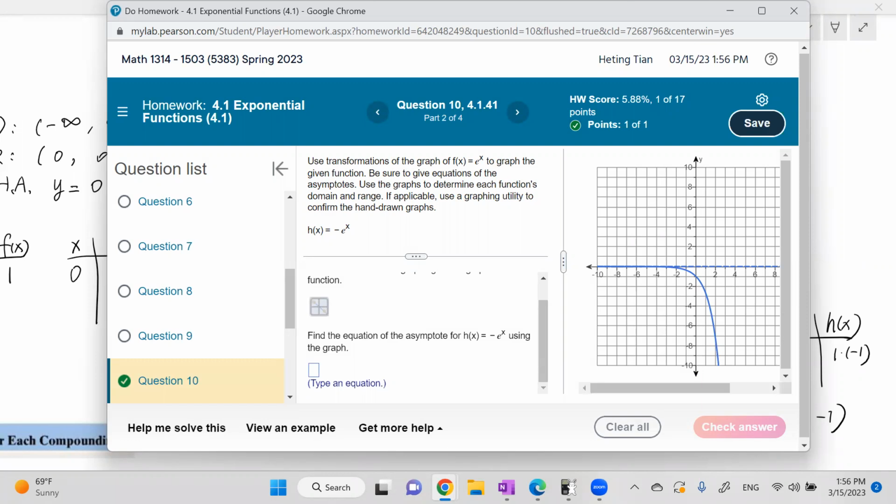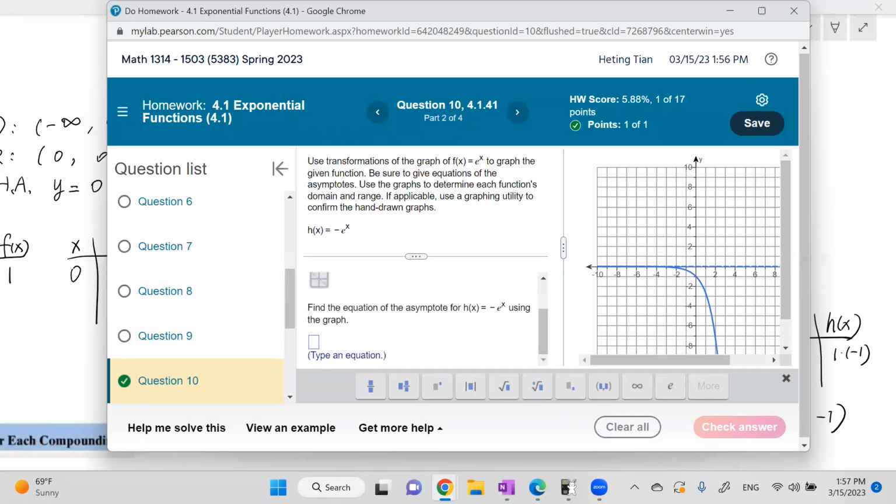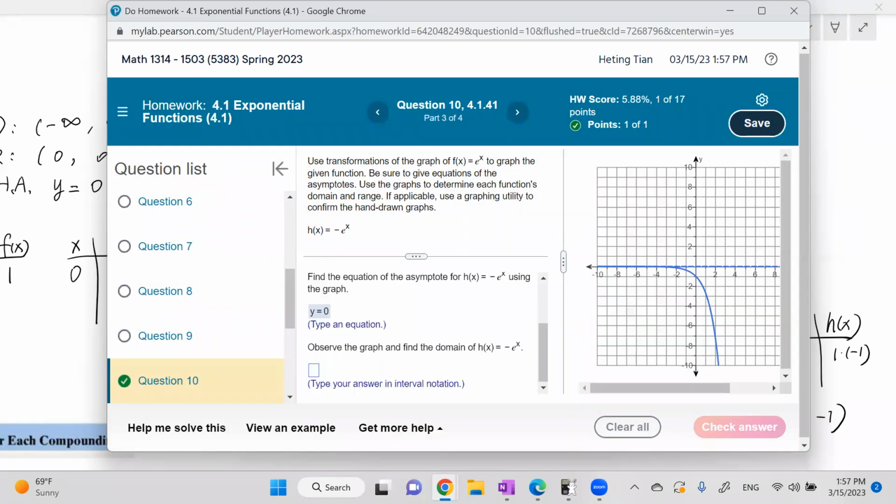All right, what's the next question? Find the equation of the asymptote for h of x equals negative e to the x. From the graph, you will see we have a horizontal asymptote, y equals 0. So you put y equals 0 and check your solution.